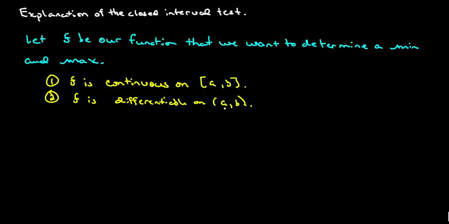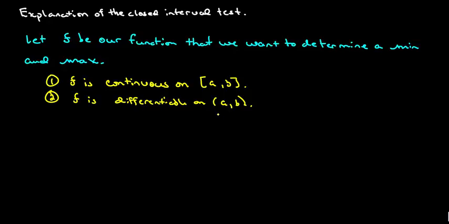Now it can't be differentiable on the closed interval AB because at points A and B, if you're only talking over a certain interval, then at those very endpoints you don't have a derivative because you don't have a limit coming from the left or from the right. And so when we talk about continuity on a closed interval, we're talking about continuous on the open interval, and then right continuous from here and left continuous from here.